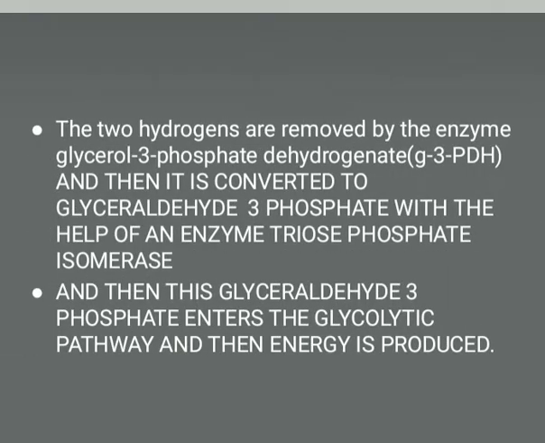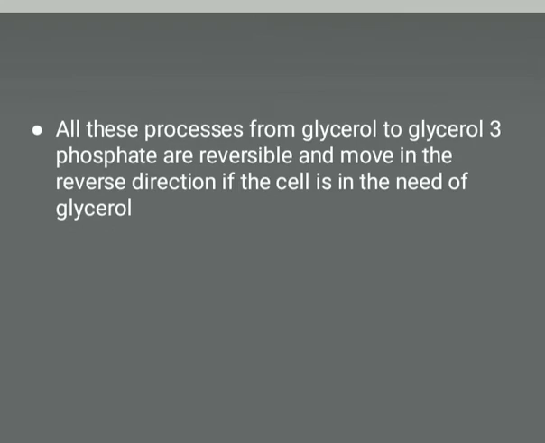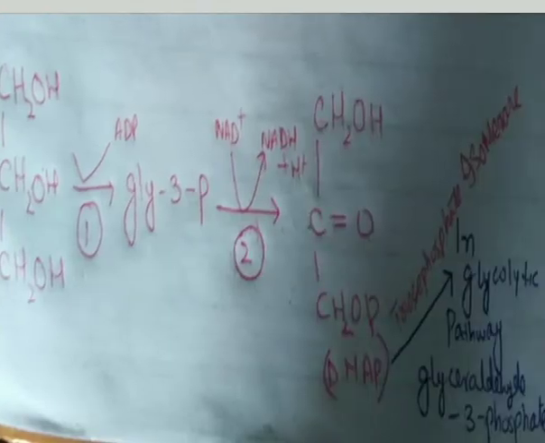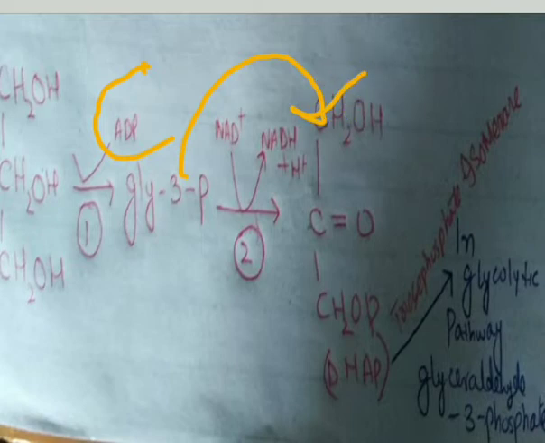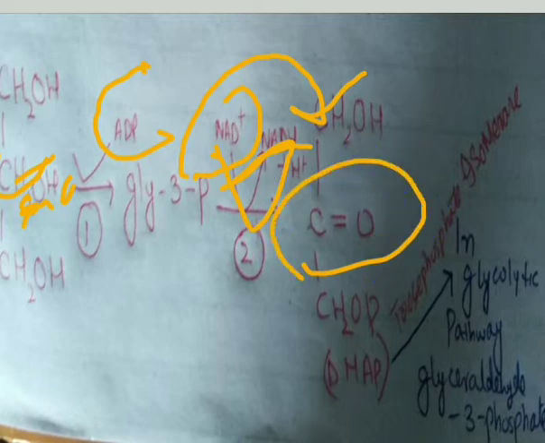So in this slide I have also added the name of the enzyme which is responsible for this conversion. All these processes from glycerol to glycerol 3-phosphate are reversible and move in the reverse direction if the cell is in need of glycerol. Here you can see that glycerol is converted into glycerol 3-phosphate with the help of the enzyme, as I have told you earlier, then glycerol 3-phosphate is converted into dihydroxyacetone phosphate. And as we know, two hydrogens are removed here, and these hydrogens are accepted by NAD, and NAD is converted to NADH.